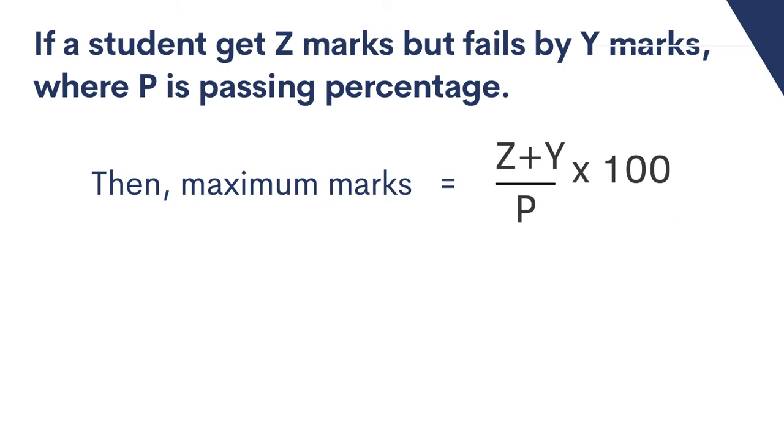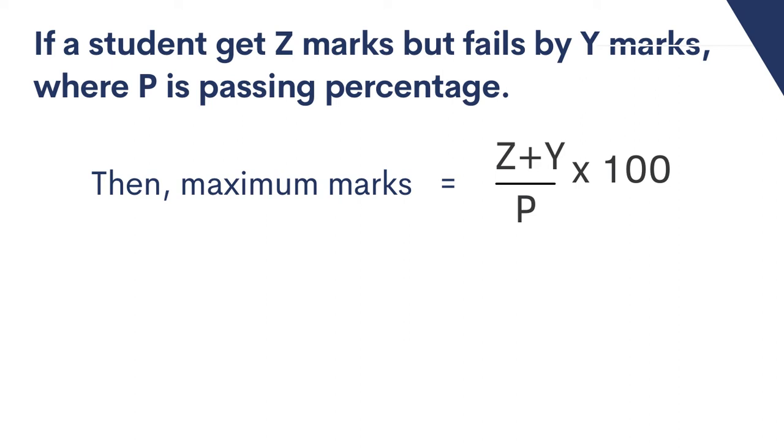Now see this concept. This concept says if a student gets Z marks but fails by Y marks, where P is the passing percentage, then what will the maximum marks be? This is our maximum marks. Let's discuss this concept.